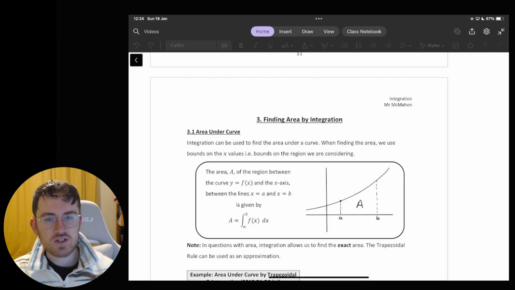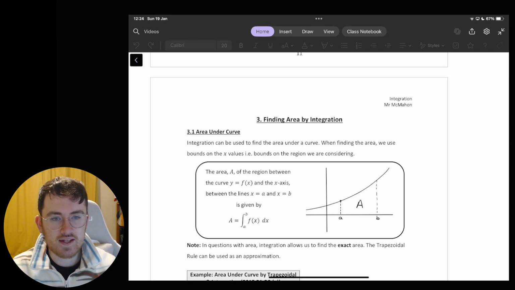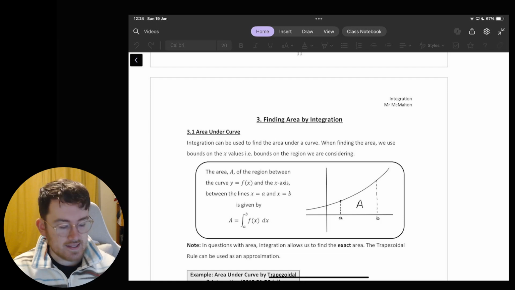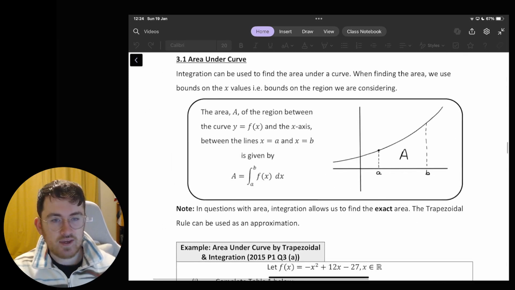So looking at these first two points, or just the explanation to start off with here: integration can be used to find the area under a curve, and when finding the area, we use the bounds on the x values. So usually that's going to be the area under the curve down towards the x-axis, and you can see it from the diagram here.